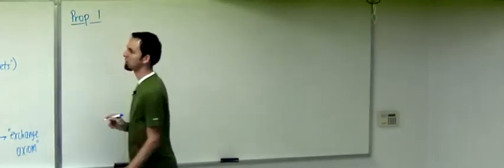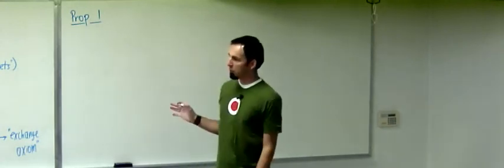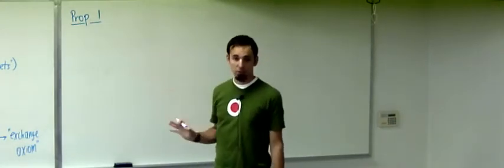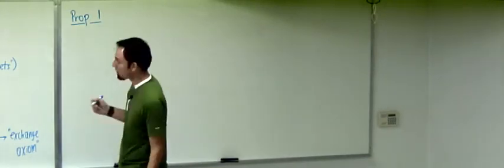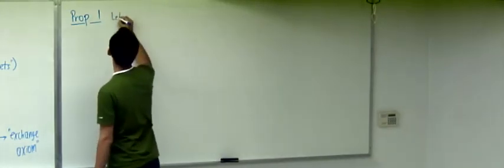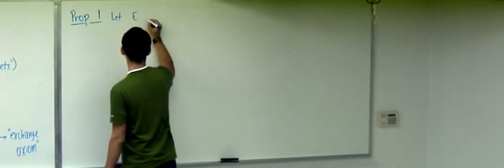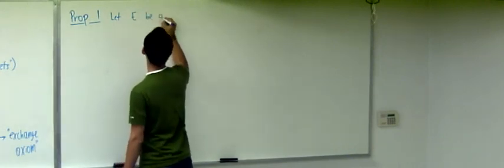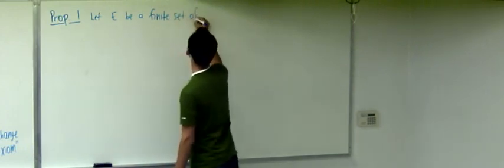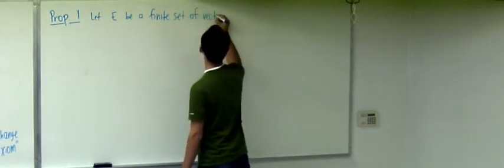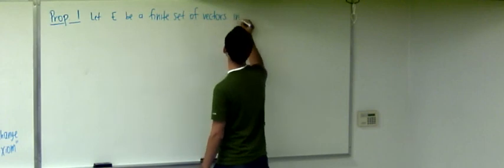So proposition one. The first thing we're going to show is that if you start with any vector configuration, you get a matroid. We would hope that that's true. Okay. So let E be a finite set of vectors in some vector space.